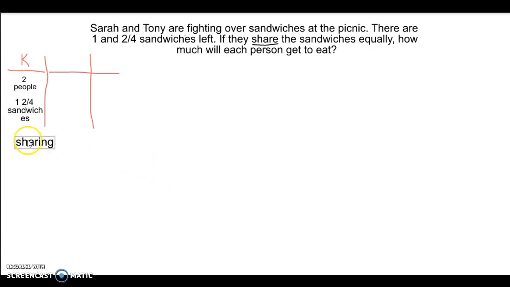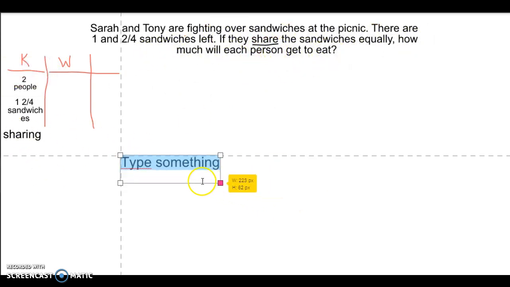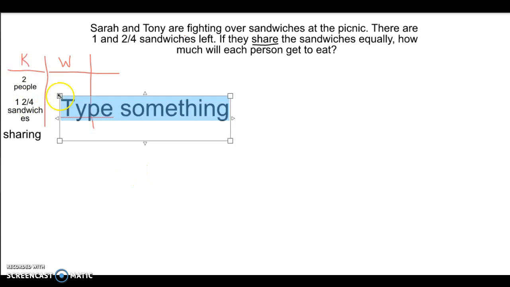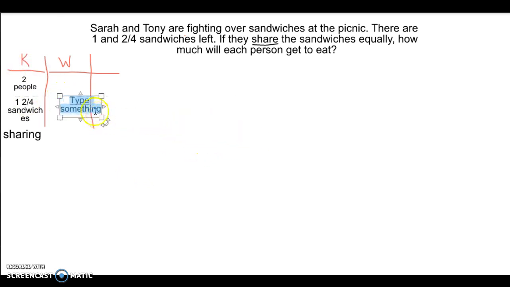Okay, the middle column on our chart is the W column, and it stands for what do we need to find out? Essentially, what is the question asking? So I could very well take this sentence here that ends in a question mark and copy it down, but the way we prove that we really understand what the question wants from us is by putting the question in our own words. So this one says, if they share the sandwiches equally, how much will each person get to eat? So I'm going to rewrite that.